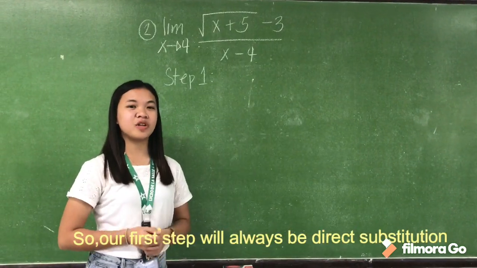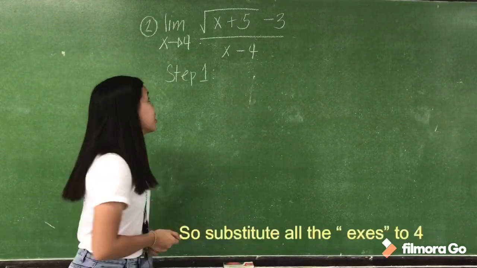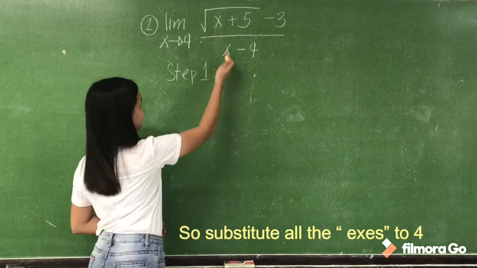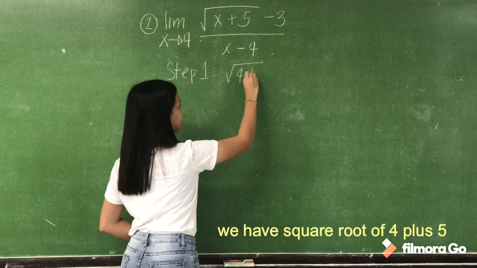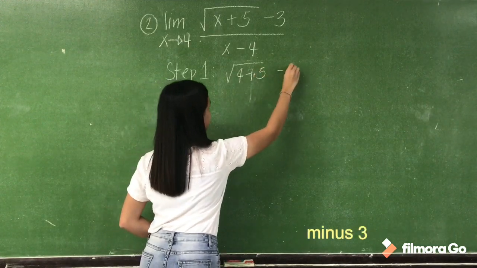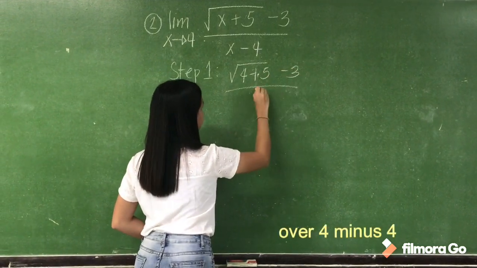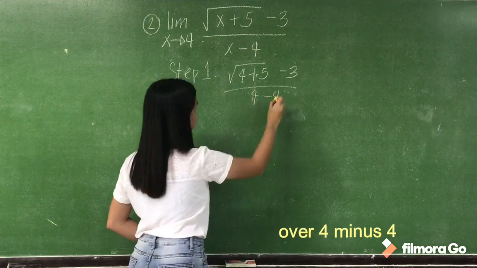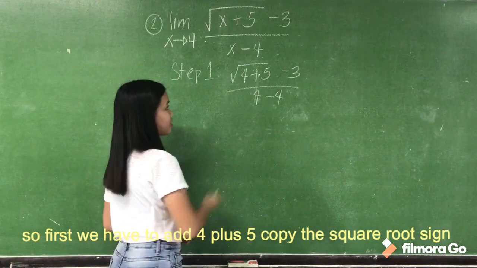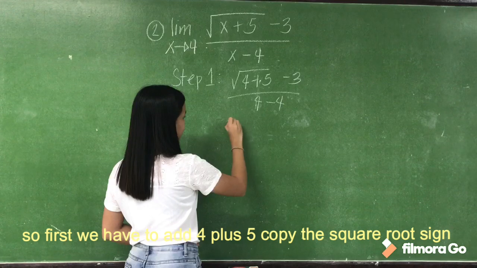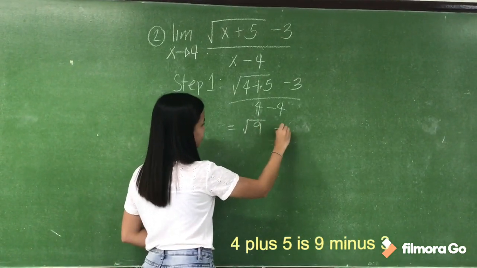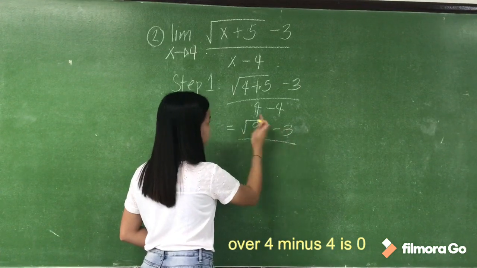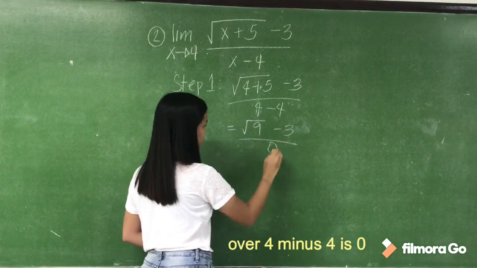So our first step will always be direct substitution. So substitute all the x's to 4. So we have square root of 4 plus 5 minus 3 over 4 minus 4. So first we have to add 4 plus 5. Copy the square root sign. 4 plus 5 is 9, minus 3, over 4 minus 4 is 0.